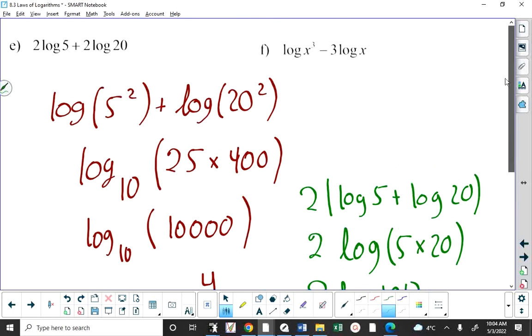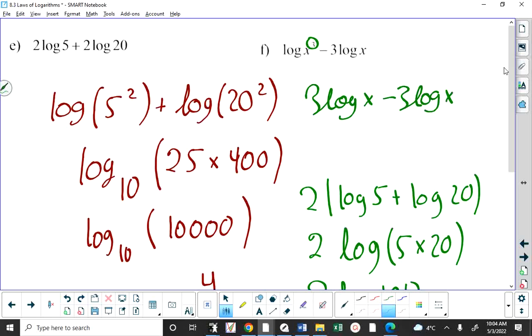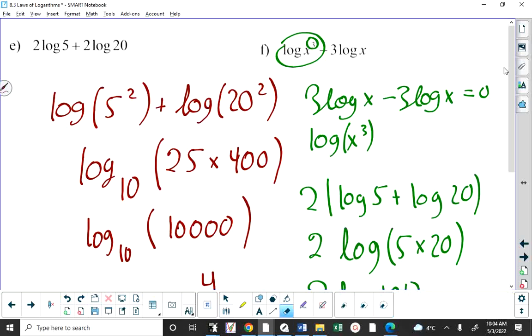Let's take a look at the next one. How many of you see that the answer to F is 0? There's so many ways to see it. One of the ways is to move this 3 out in front and have 3 log x minus 3 log x. Well, that's 0. One of the ways is to leave the first term alone and write log of x cubed minus log of x cubed. Well, a quantity minus an identical quantity is 0.